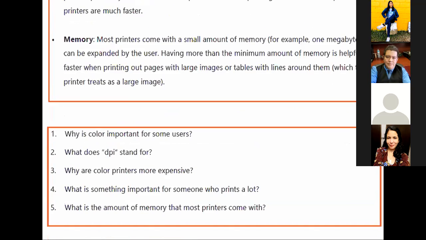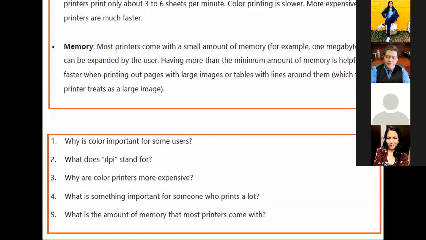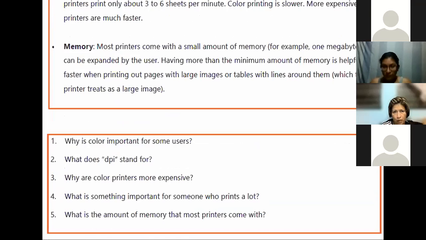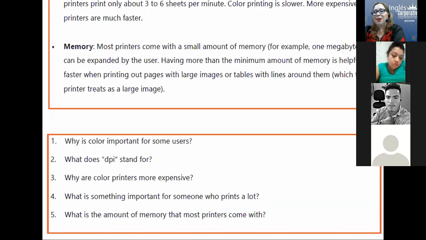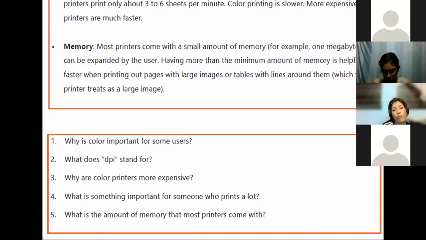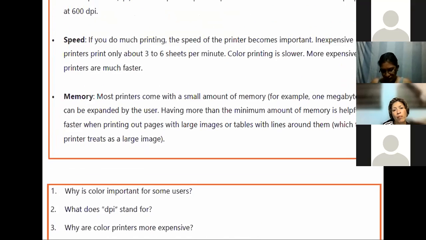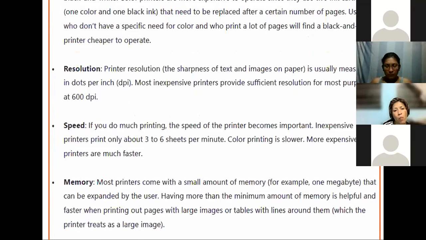Number three. Why are color printers more expensive? The answer is because they are much faster. Color printers? Because they are much faster.